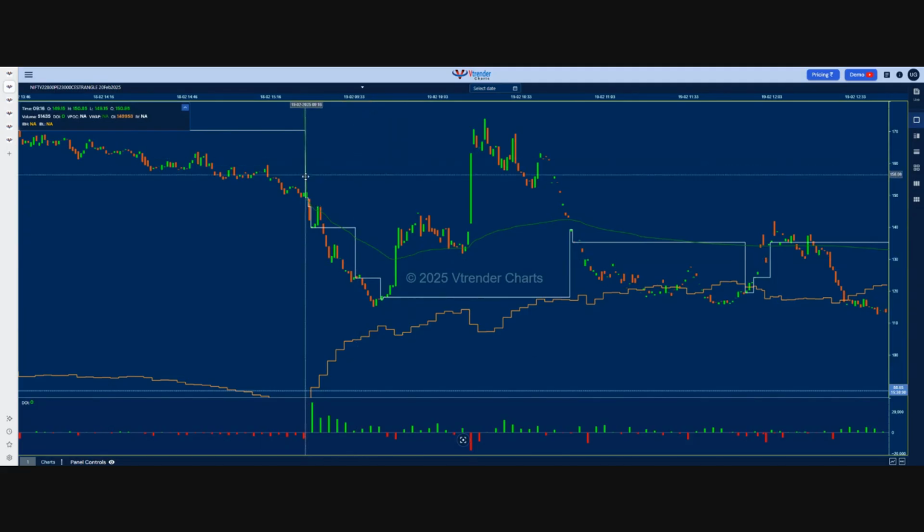So here you can see this is the open of the day. We opened, we remained below VWAP. The POC was here. We broke below this POC. It saw some good writing. The open interest was rising. You are seeing green OIs.